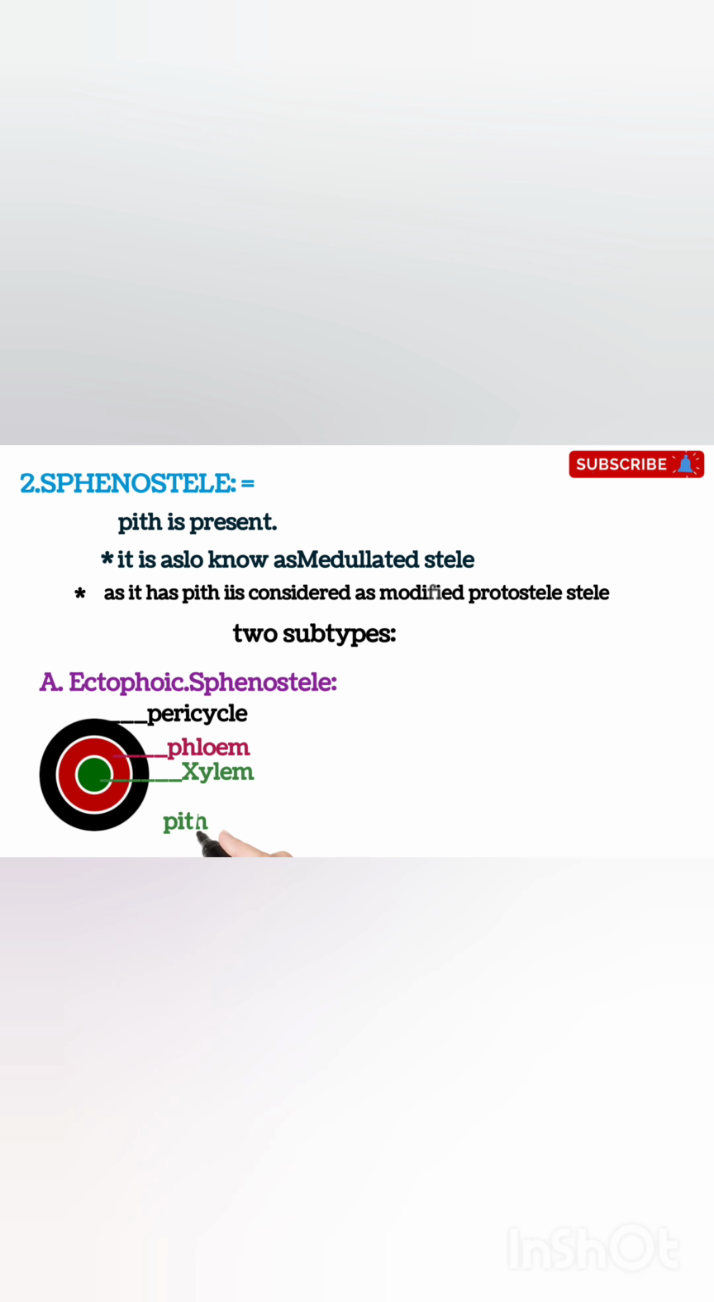And it has a well-defined pith or medulla in it. It is present in plants like Osmunda.